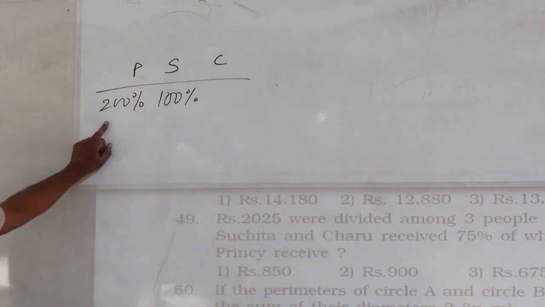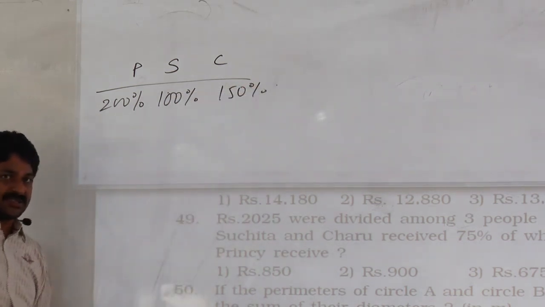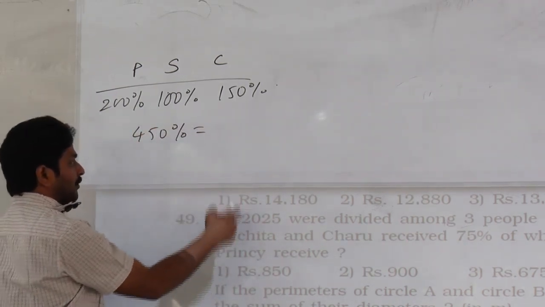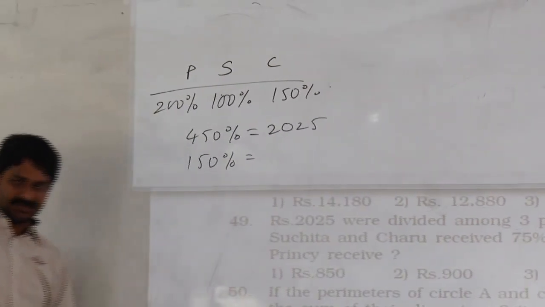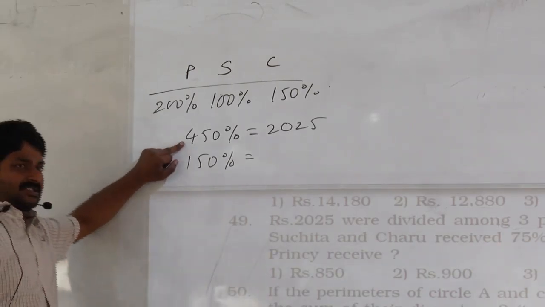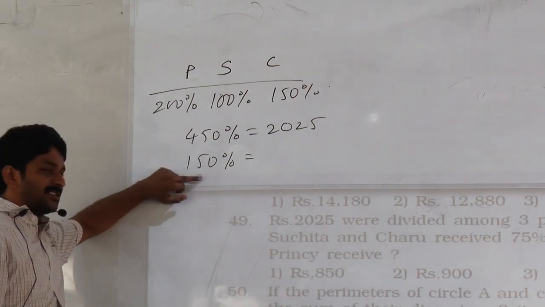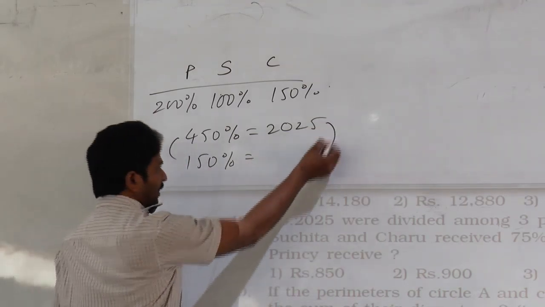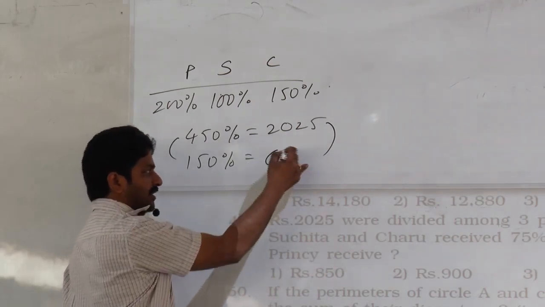And Charu receives 75% of what Princey receives. 75% of 200 is 150. And the total money received by 3 persons together is 450%. 450% is equal to 2025. You're asked about how much is the amount received by Princey. 200% is equal to how much? Now, this is 9 times, how many 50s are there? 9. How many 50s are there? 3. So this is divided by 3. Yes or no? Divided by 3. 6 times 18, you have 2,2. 7 times, how many options are there?